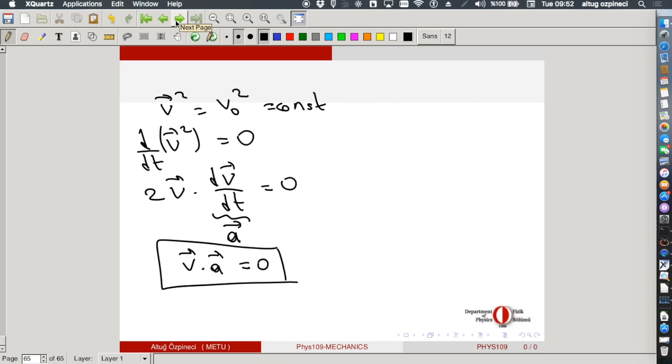The product is zero, but neither velocity nor acceleration magnitudes are zero. Their magnitudes are non-zero. We know that the velocity is non-zero because it's moving around. The speed is non-zero. Furthermore, since the velocity is changing its direction, we know that the acceleration doesn't have zero magnitude. We have non-zero acceleration. But their scalar product is zero, which just tells us that v and a are perpendicular to each other.